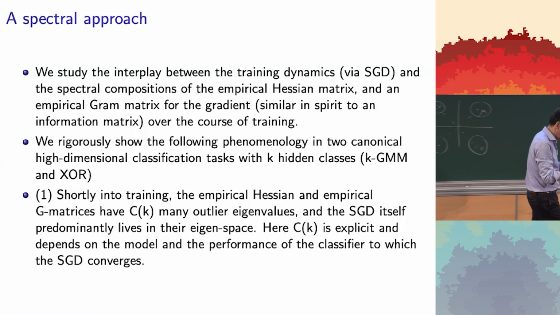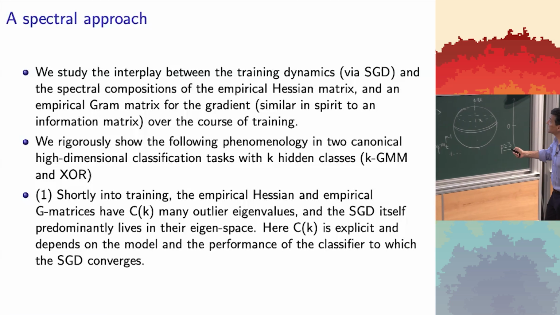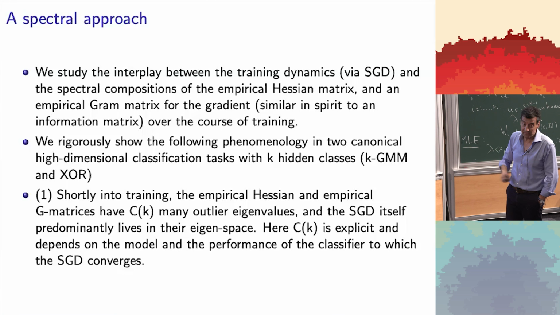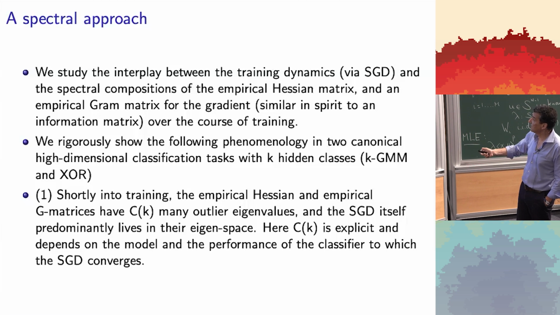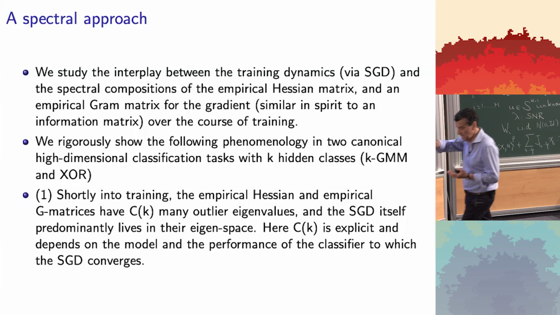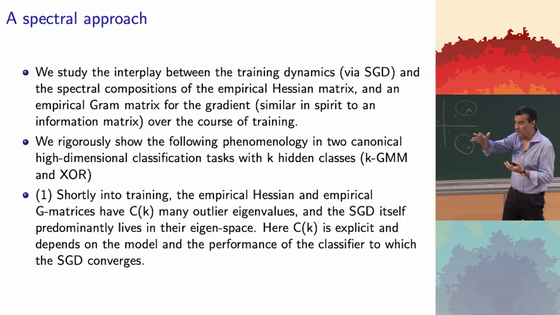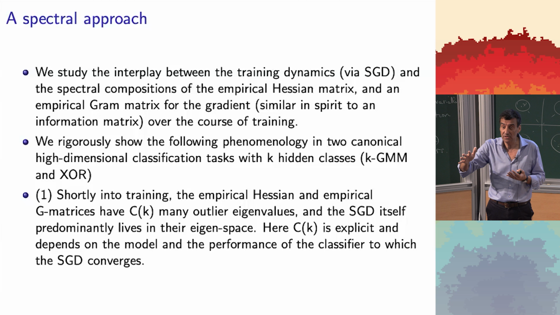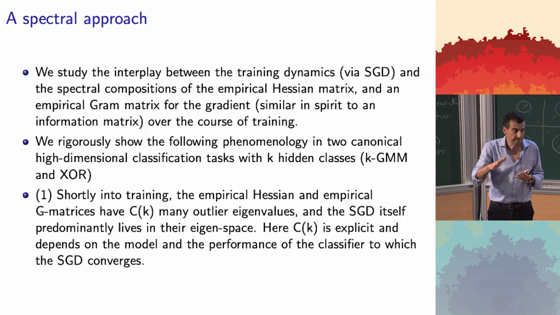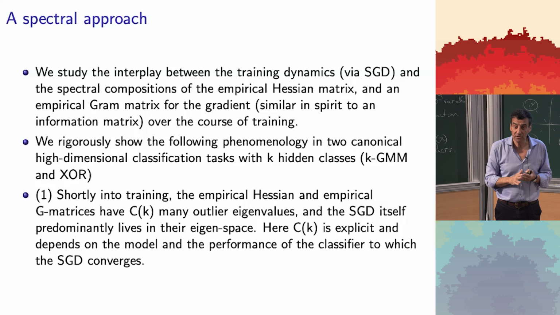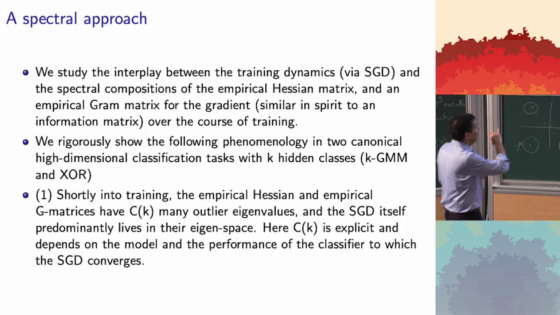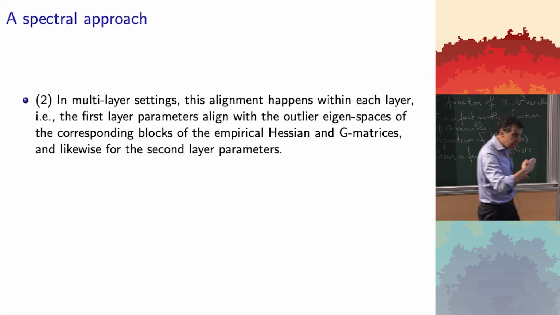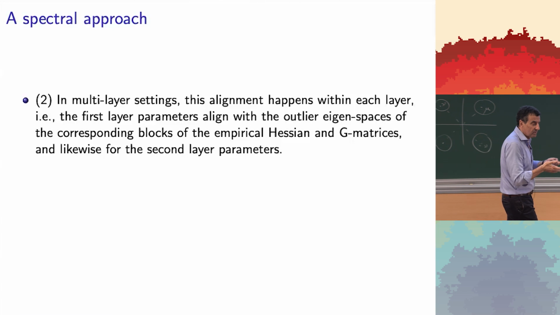So this is a global picture. And so here you see that you have C of k, not k. You may hope to have k outliers, because that's the dimension of the signal you want to capture. And more importantly, what happens is that you have these outliers, this eigenspace corresponding to these outliers, here of dimension a certain constant dependent on k. And SGD essentially works in this direction. So you have this summary statistics. The C of k is explicit, depends on the model, the performance, and so on, but I will not get too much into that.